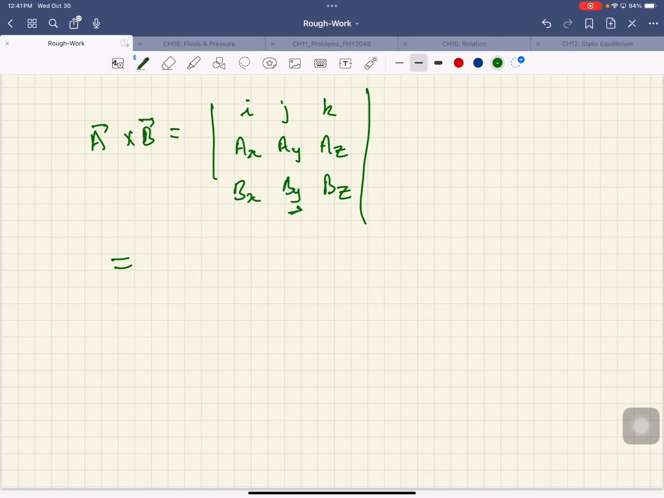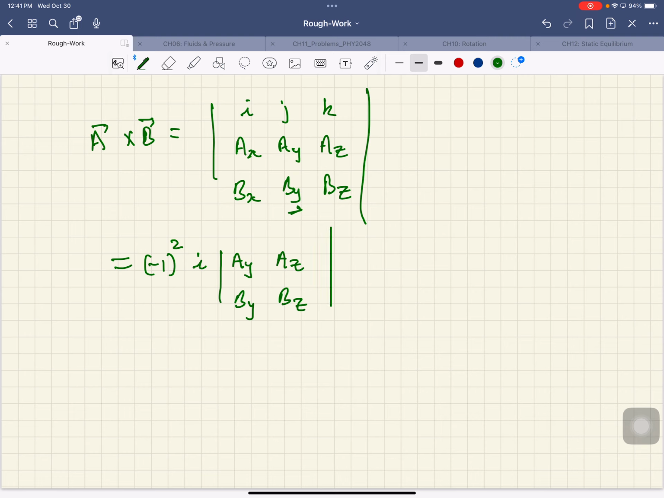And the minor for that element is this guy. And then you get minus 1 to the power. This was the first row, first column. 1 plus 1, 2. So minus 1 to the power 2. You're adding the row number and the column number, times the minor: AY, AZ, BY, BZ.